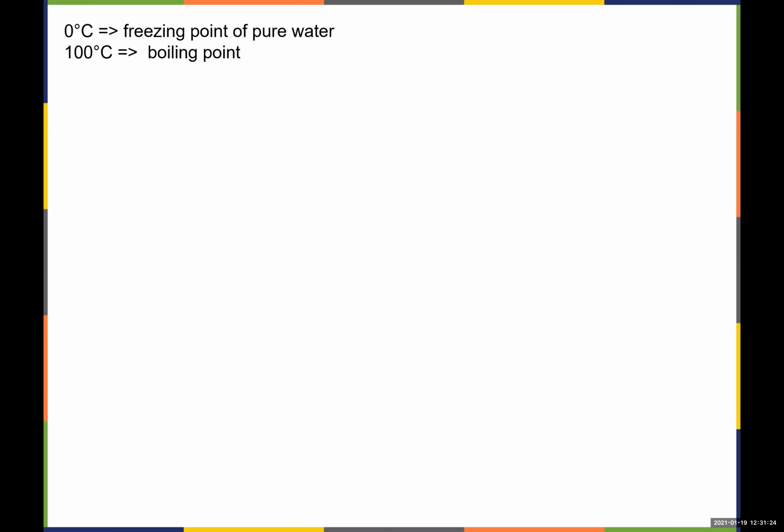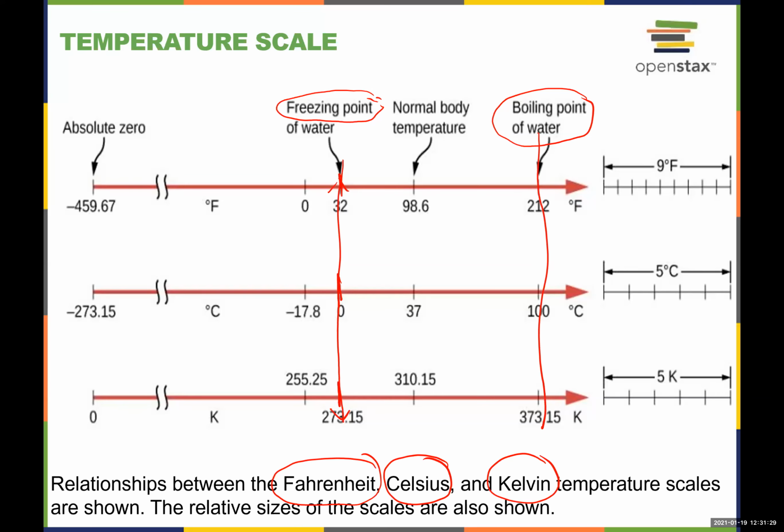For example, we say the body temperature is nearly 37 degrees in the Celsius scale, it is 98.6 in the Fahrenheit scale, and 310.15 in the Kelvin scale. So they represent the same temperature in different scales.